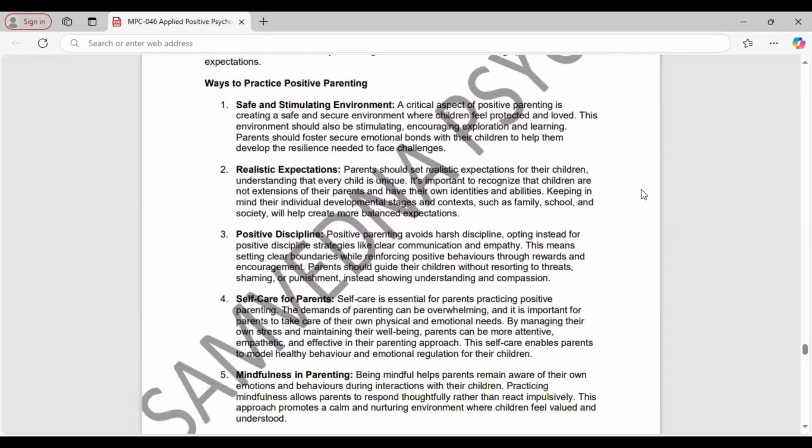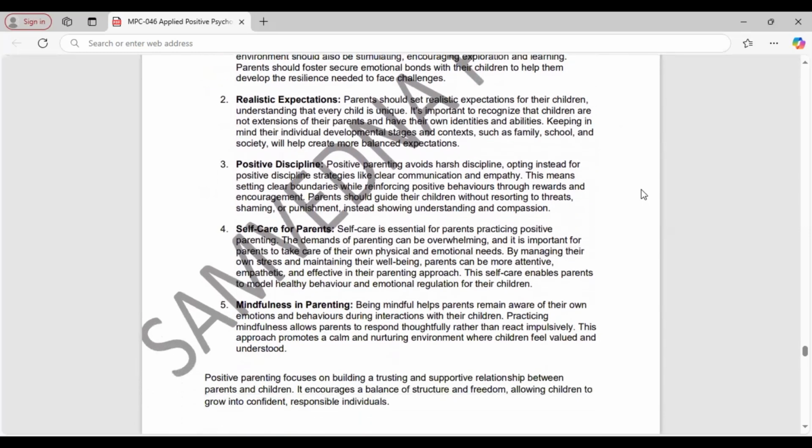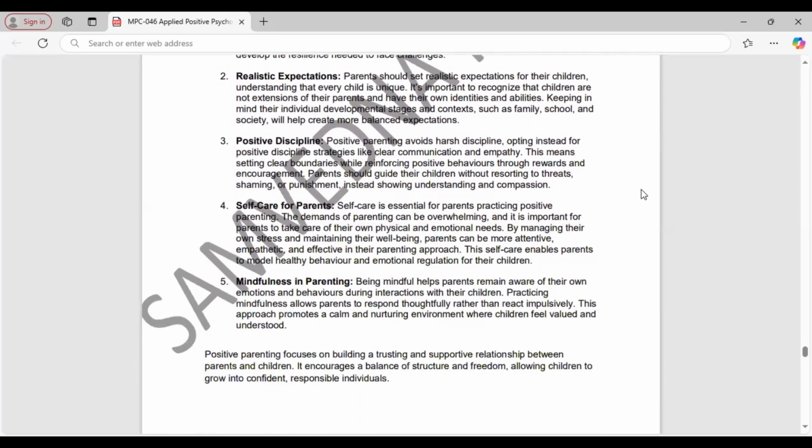Use positive discipline strategies that prioritize clear communication and empathy, setting boundaries while reinforcing positive behaviors without resorting to punishment or shaming. Self-care for parents. Prioritize self-care to manage stress and maintain well-being, enabling parents to be more attentive and effective while modeling healthy behaviors for their children.